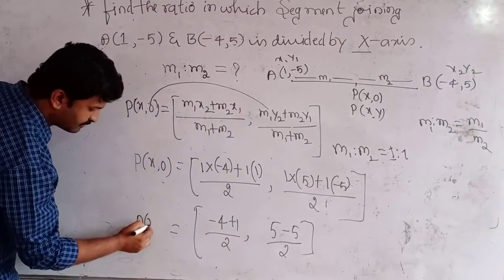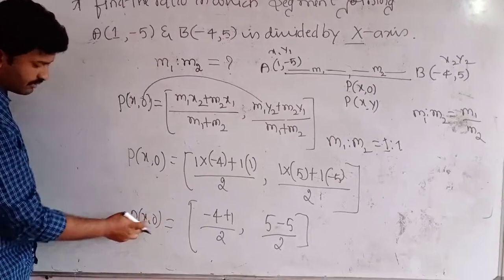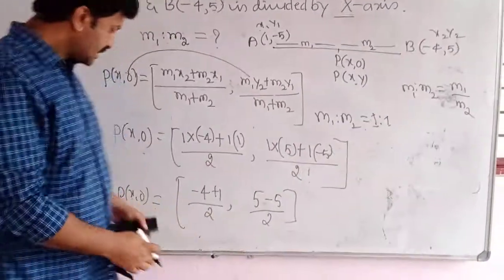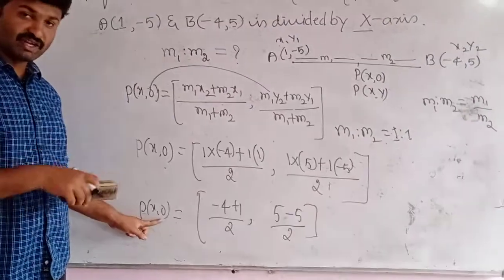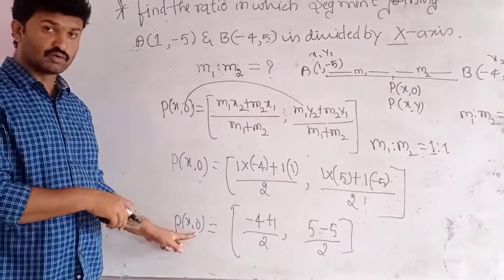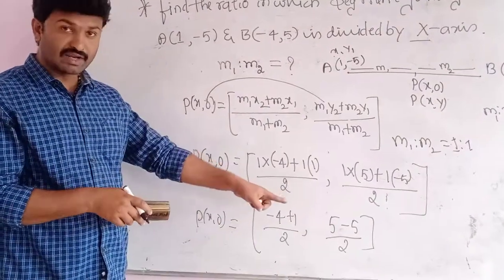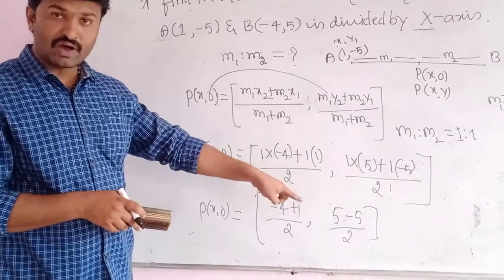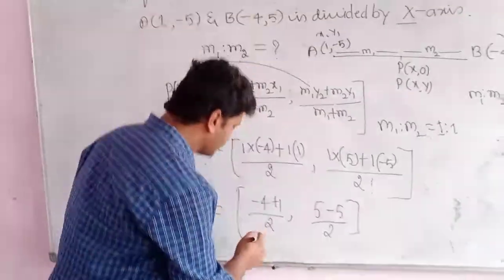Now here we get P(x, 0). See, here we got y already as given in the question, y equals 0. Then you check whether you get this y value as 0 or not.